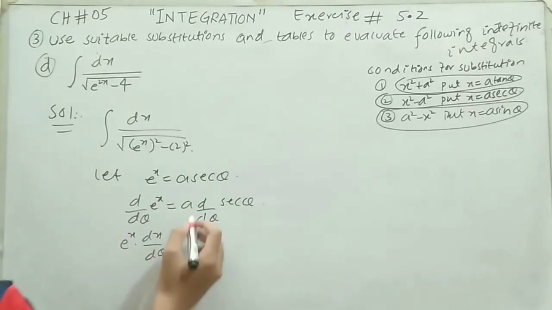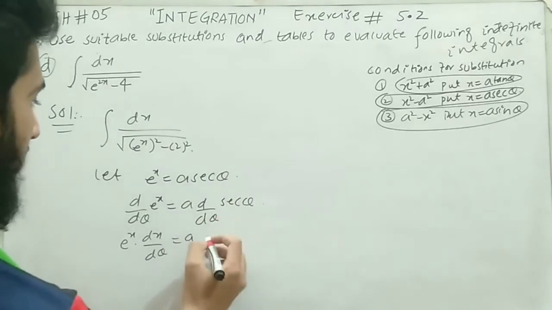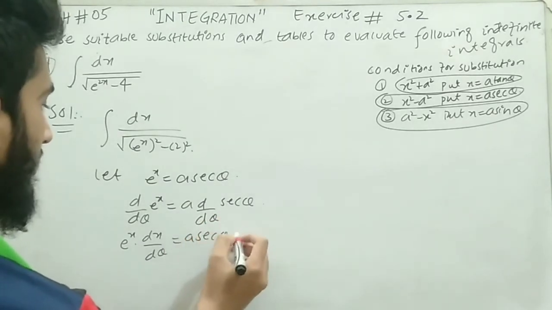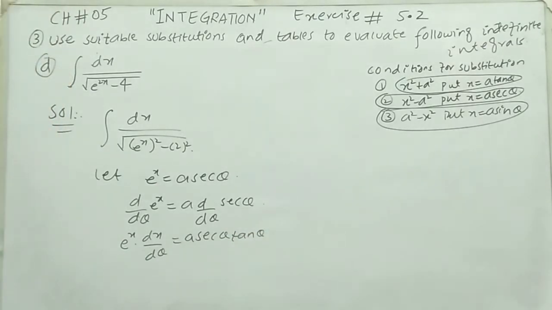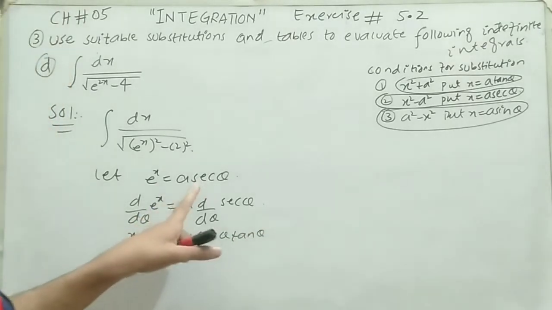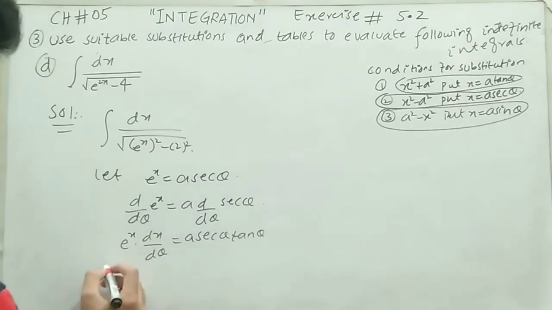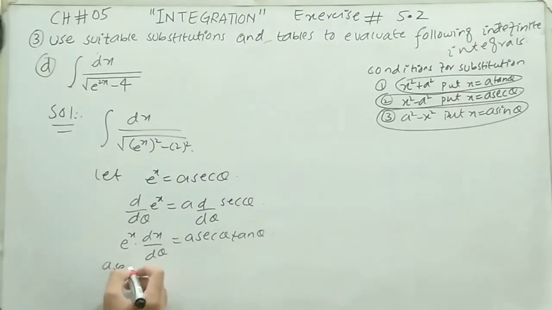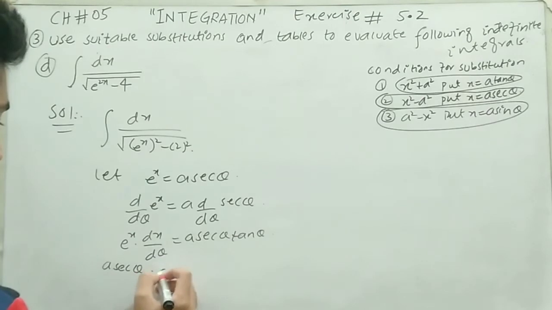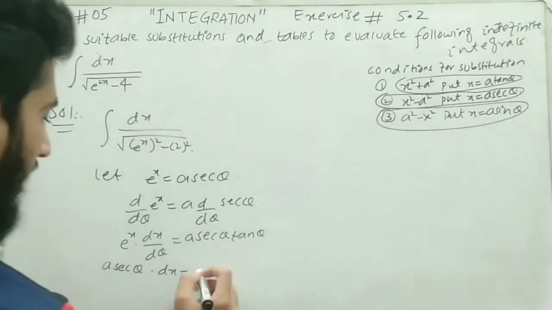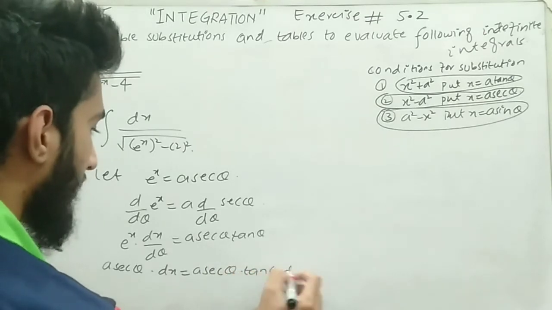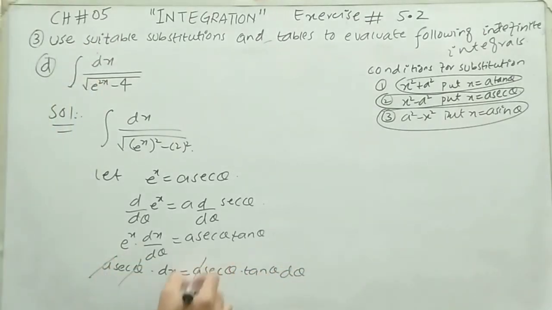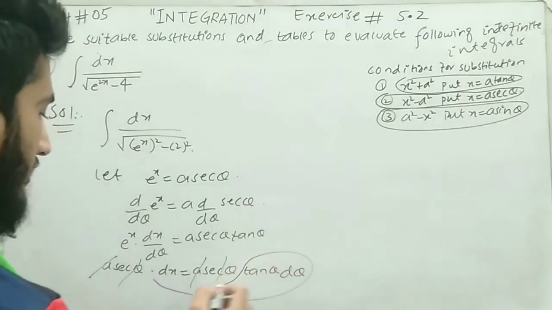And after this it becomes a times the derivative of secant theta, which, you know, is secant theta and tangent theta. After this, e power x is actually equal to a secant theta. So put a secant theta over here, it becomes a times secant theta dot dx. This d theta will come to this side, so it becomes a secant theta tangent theta d theta. So after this a secant theta is cancelled out with a secant theta, we are left with dx is equal to tangent theta d theta.